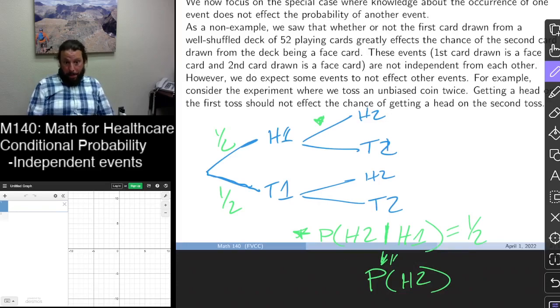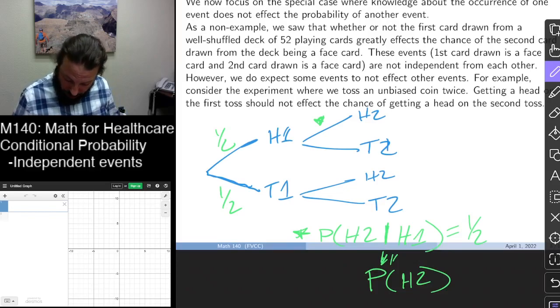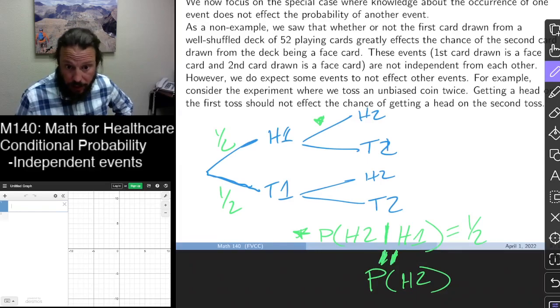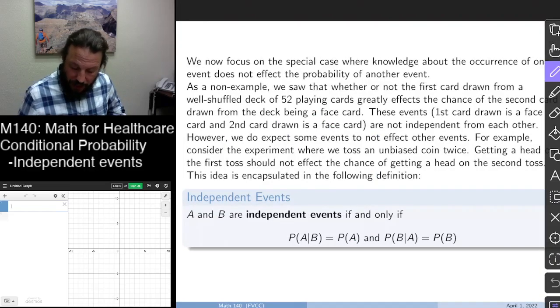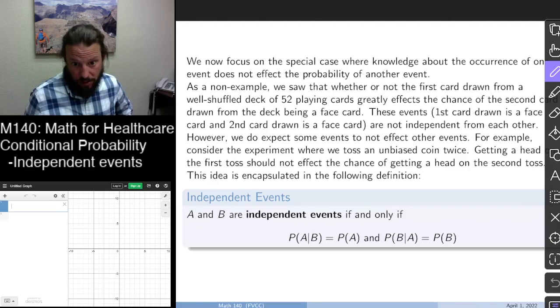All right? Because it changes. So here, it does not change. Apologize about that misspeak. And that conditional. And that's our definition. Events A and B are independent if and only if the probability of A given B equals the probability of A, and the probability of B given A equals the probability of B.